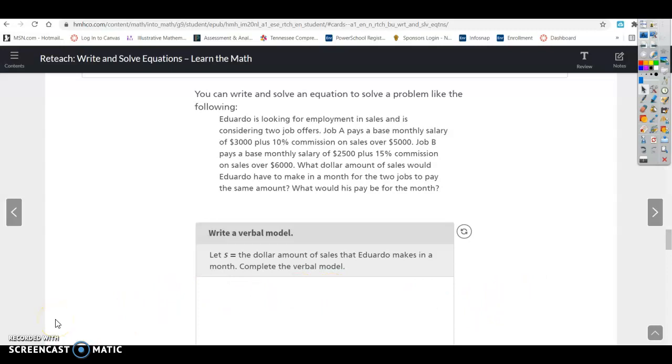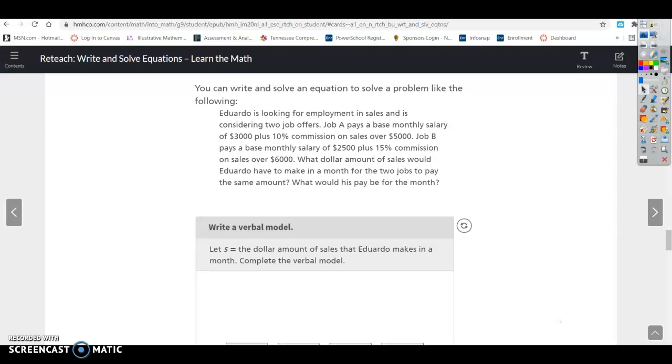Eduardo is looking for employment in sales and is considering 2 job offers. Job A pays a base monthly salary of $3,000 plus 10% commission on sales over $5,000. Job B pays a base salary of $2,500 plus 15% commission on sales over $6,000. What dollar amount of sales would Eduardo have to make in a month for the two jobs to pay the same amount? What would his pay be for the month?